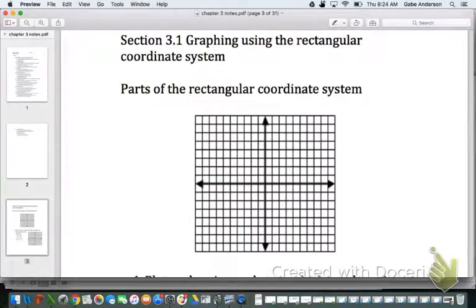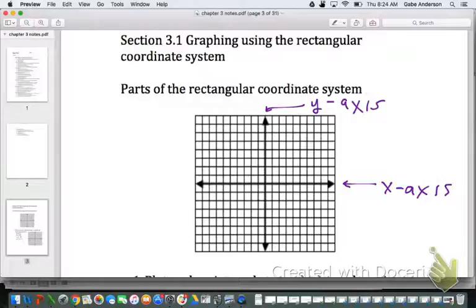And so graphing using the rectangular coordinate system is where this starts. I just want to make sure we all know what the parts are so we can refer to them. Do you guys know what we call this line right here? X-axis, yep. That is typically known as the x-axis. We can relabel it as whatever we want, but in general, it's assumed that that's the x-axis. And then this one right here is the y-axis.